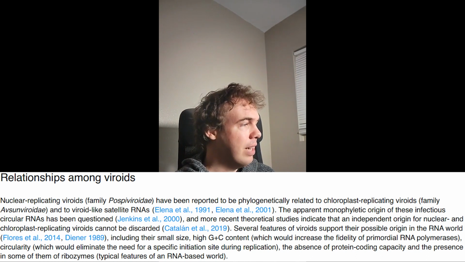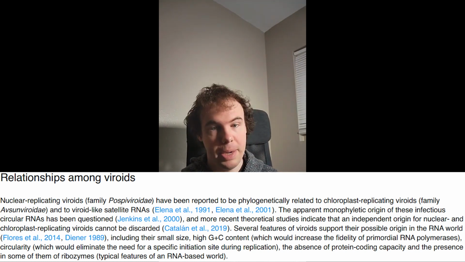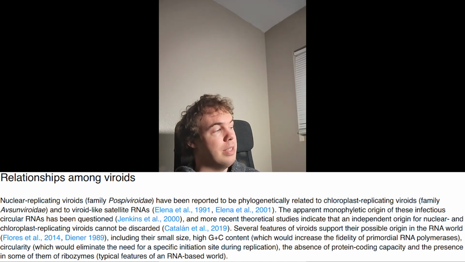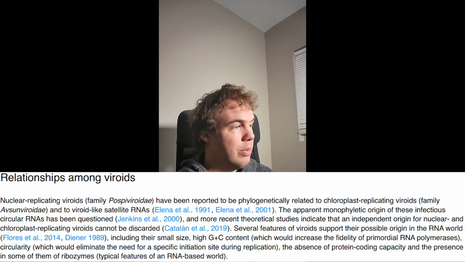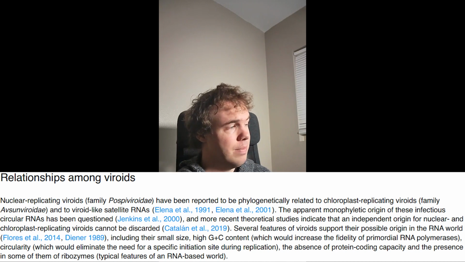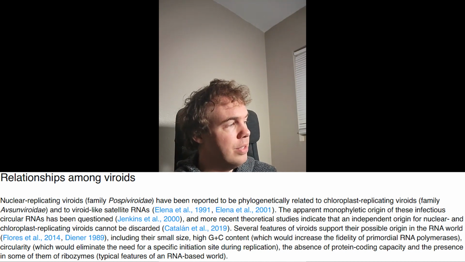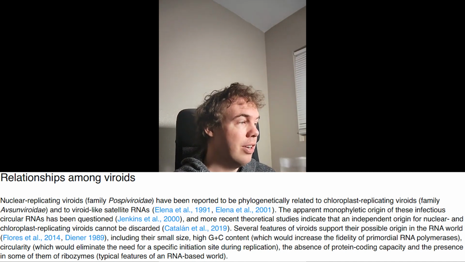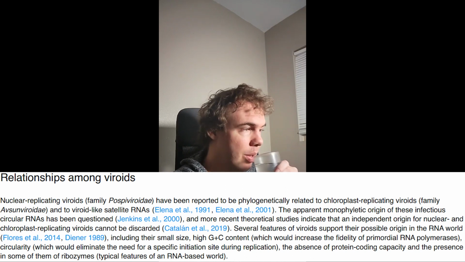Several features of viroids support their possible origin in the RNA world, which was the hypothesis I was talking about earlier, including their small size, high G+C content, which would increase the fidelity of primordial RNA polymerases, circularity, which would eliminate the need for a specific initiation site during replication, the absence of protein coding capacity, and the presence in some of them of ribozymes, typical features of an RNA-based world. So what do they mean by that?